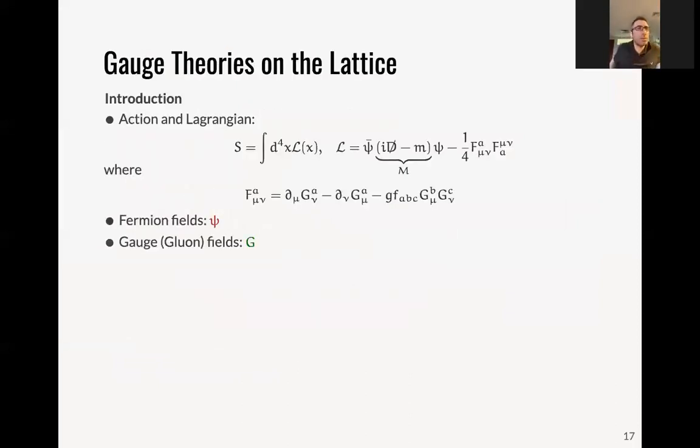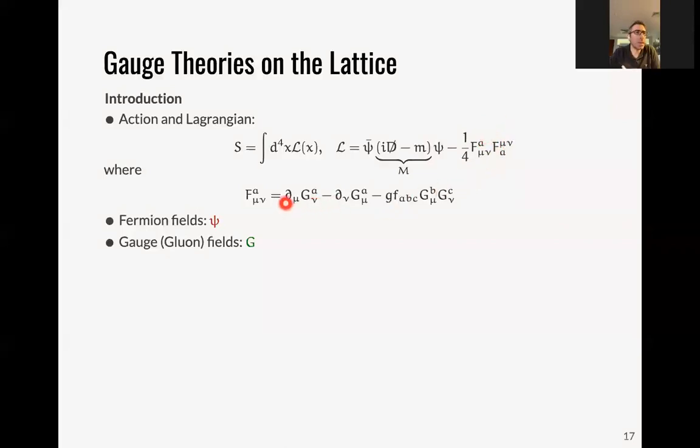Okay, so let's start from the very basics. Gauge theories on the lattice. Again, mostly I will refer to QCD, but a lot of this applies also to other gauge theories. Typically you have an action, which is an integral over some Lagrangian density, and the Lagrangian includes a fermion part and a gluon part, right? I will use throughout the notation M to mean this fermion matrix, which is some covariant derivative minus mass, like this.